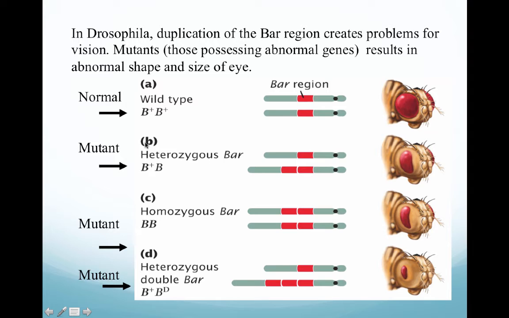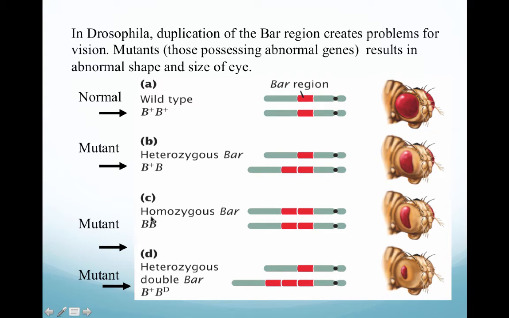Okay, but if you get a mutant in a heterozygous form, then you're going to get two bar regions on one chromosome because that bar is going to be duplicated in a tandem fashion and only one on the original chromosome. So the more bar duplications that you have, the smaller the eye is going to be because it's actually tying up the proteins that create the facets in the eye.